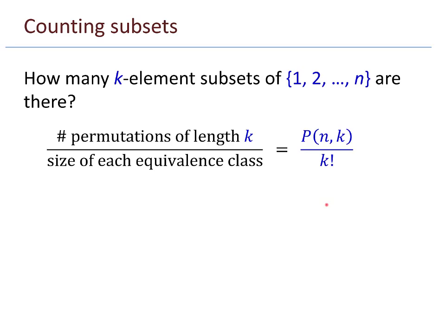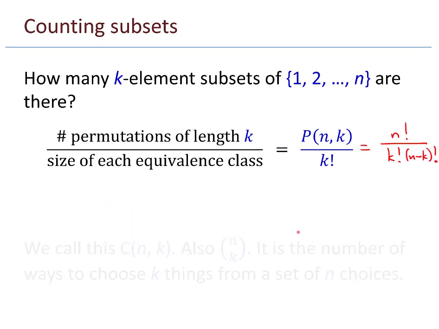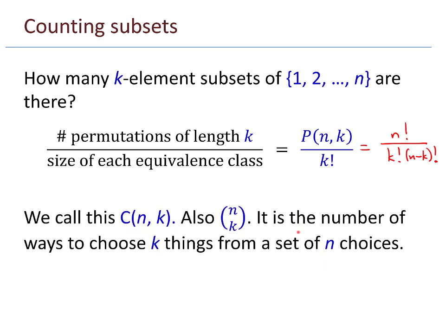All right, so in general, how many k-element subsets of 1 through n are there? And the answer is the number of permutations of length k divided by the size of each equivalence class. P(n,k) divided by k factorial. That is n factorial over n minus k factorial, all of that divided by k factorial, which ends up having a nice form: n factorial over k factorial times n minus k factorial. We call this C(n,k). We read this as n choose k.